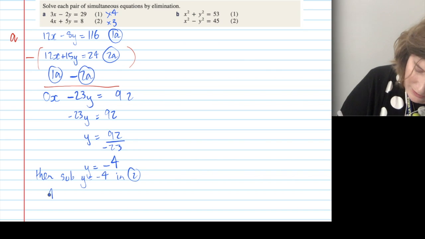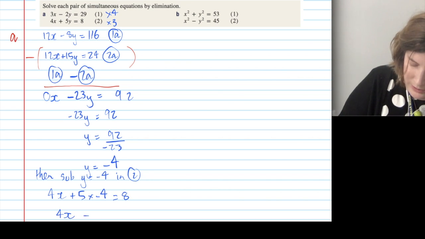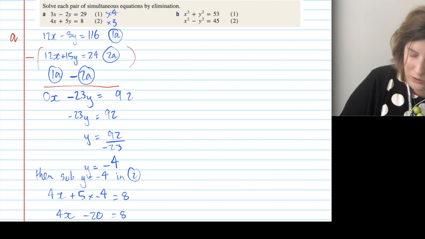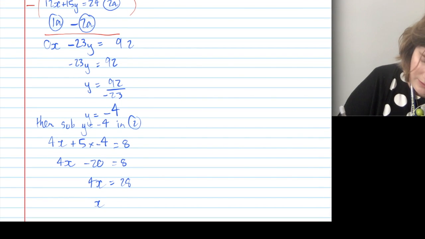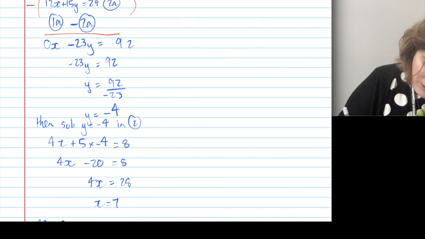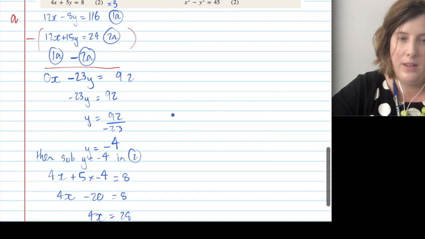So I've got 4x plus 5y, which is 5 times negative 4, equals 8. So I've got 4x, 5 times negative 4, negative 20, equals 8. 4x equals 28, because I've added 20 to both sides. x equals 7. So x equals 7, y equals negative 4. That's the answer. They're the 2 points where those two lines would meet.